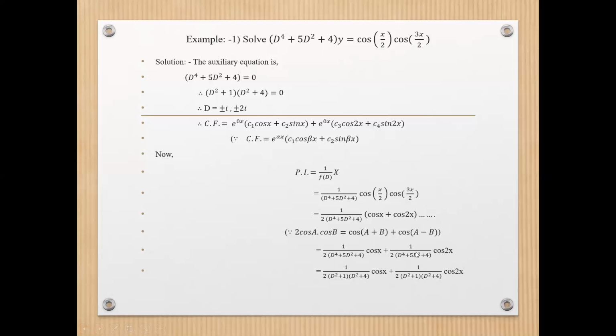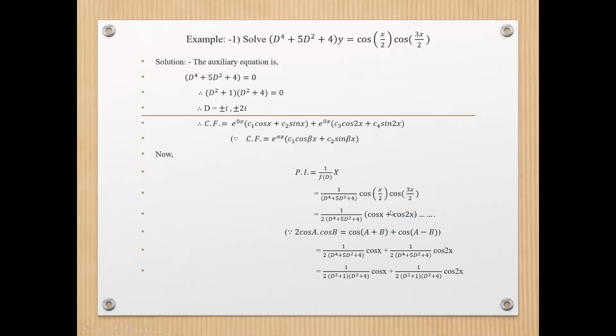Next, cos(a minus b): a is x by 2, b is 3x by 2, so x by 2 minus 3x by 2 is minus 2x by 2, which is minus x. So here is cos of minus x, and cos of minus x is always cos x. So cos x by 2 into cos 3x by 2 becomes 1 upon 2 into bracket cos x plus cos 2x.